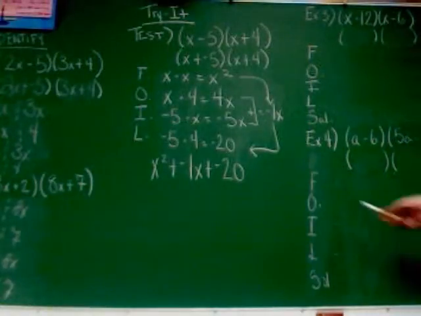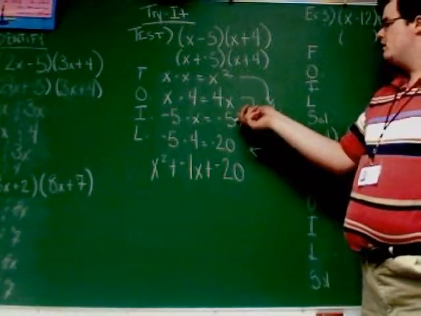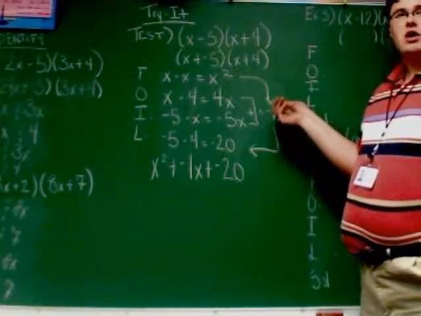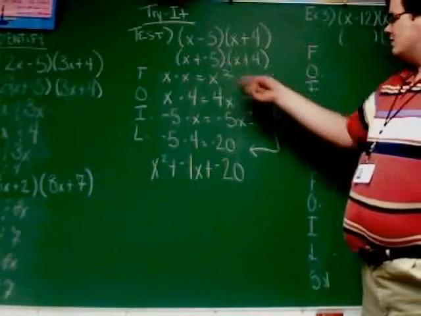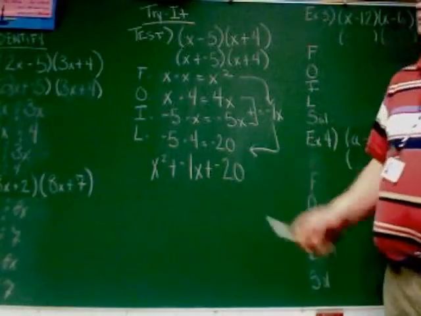So I'm going to put together the 4 and the negative 5x. Again, I'm talking about adding here now. So that's negative 1x. And then I just run all the parts together. x squared plus negative 1x plus negative 20. Answer.